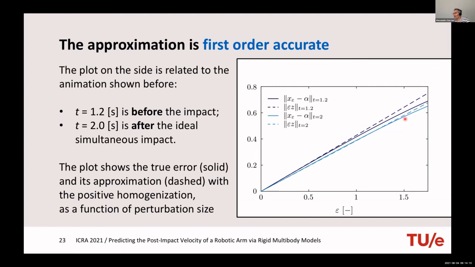That you see here in solid, and it's of course non-linear. And here epsilon is the amount of perturbation in the initial condition you put in. The thing is that the positive homogenization, this Z, has the same behavior for small epsilon, and then of course you see higher order terms popping up. But you now have an approximation away from this impact that is first order.